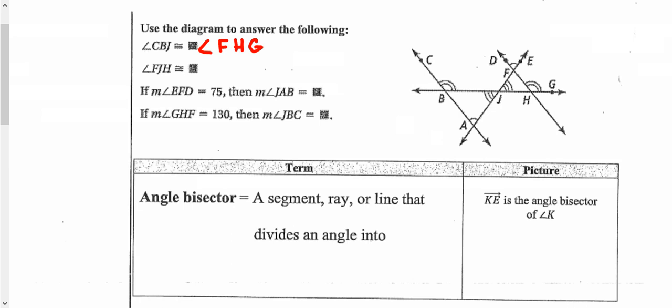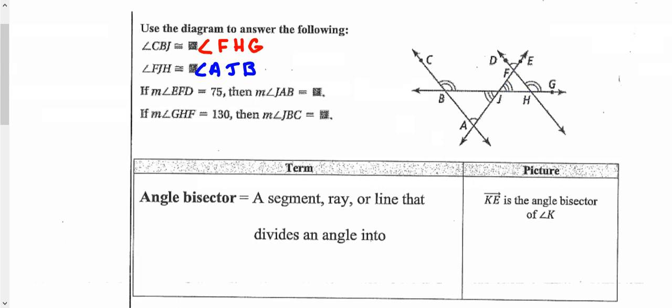Okay, let's take a look now at the next one. FJH. So we'll start at F, move down to J, over to H. Notice that I have three arcs on the inside of that. So I'm going to look for another three arcs, and it's right across here. These are actually called vertical angles. We'll discuss that later. But we could call this AJB or BJA. I'm going to call it AJB.